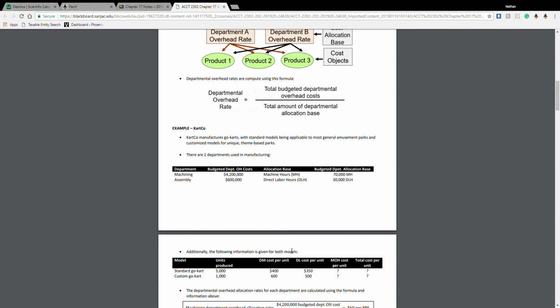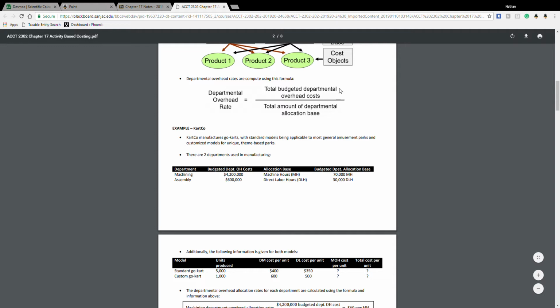But we're going to only focus on two departments. Again, if we're looking at a really big company, they have many departments and they're going to use the same concept. Here we just want to show you two to show you how they change. Okay, so we have the machinery department and the assembly line department. They each have a budget of about $4,200,000 for machinery, $600K for assembly. So here's our budget right here.